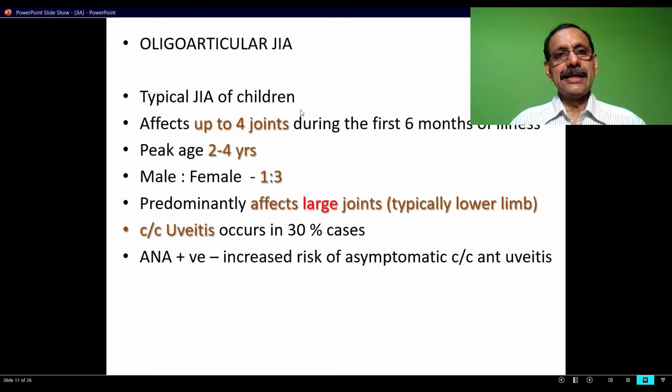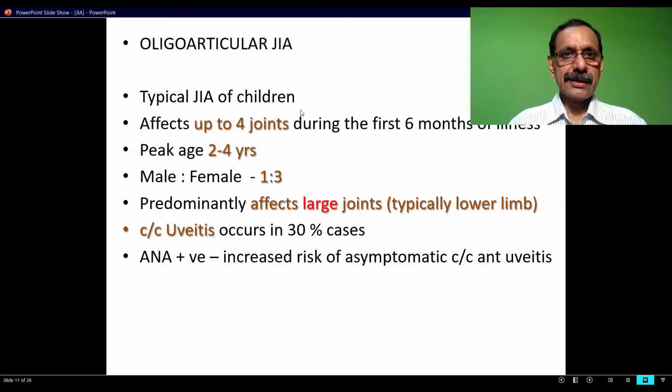Now coming to oligoarticular or the so-called pauciarticular JIA, which means a limited number of joints are involved. That is up to 4 joints in the first 6 months of illness. This is the typical juvenile idiopathic arthritis of a child. The peak age is toddler, 2 to 4 or 2 to 5 years. Generally, all rheumatoid arthritis, except 1 or 2, which I'll come to, affects females predominantly.